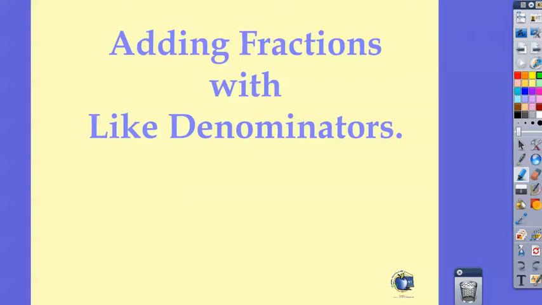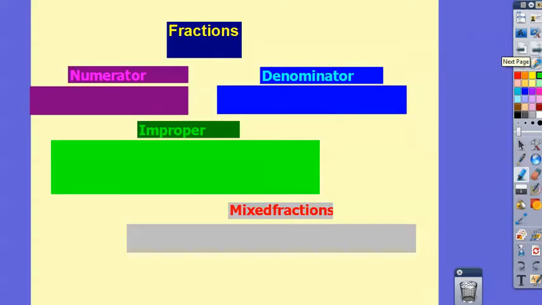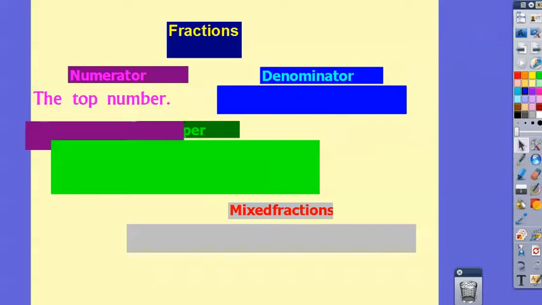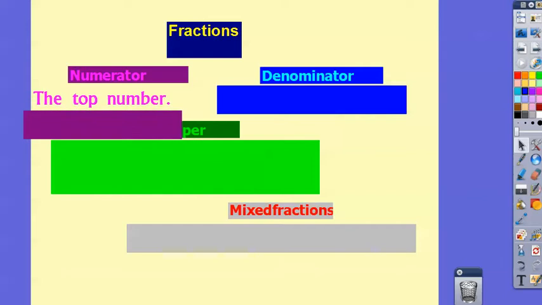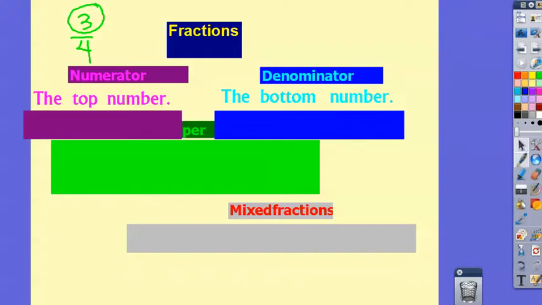Alrighty, today we are going to be adding fractions with like denominators. And just for a quick review on the different vocabulary that we are going to use, the numerator of a fraction is the top number. So if we had 3/4, 3 is the numerator. And the denominator is the bottom number. So in this case, the denominator would be 4.